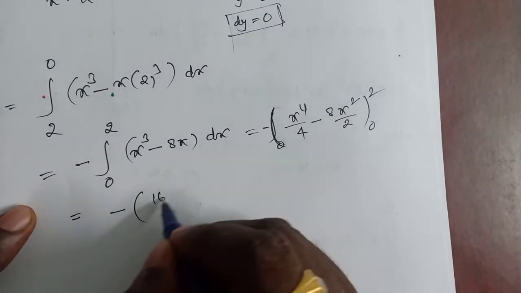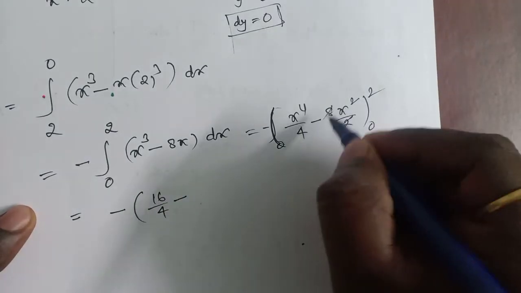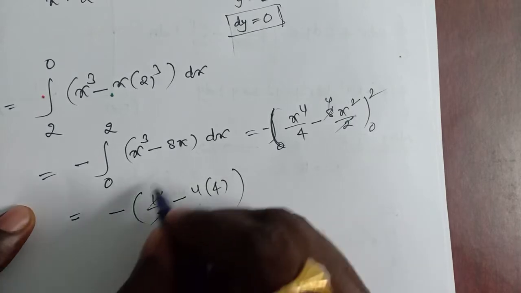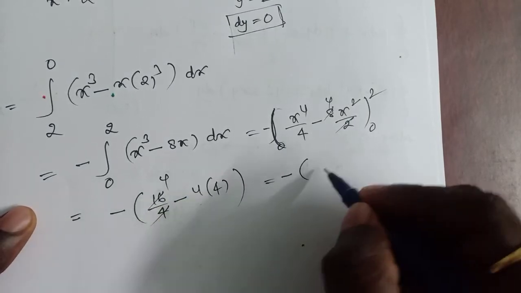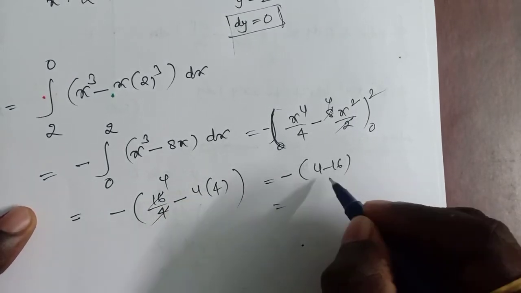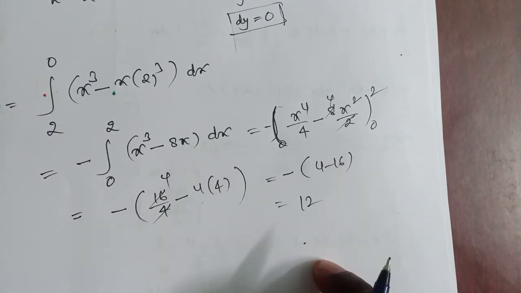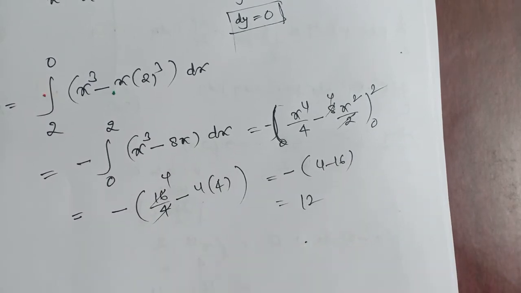2 power 4 is 16 by 4, minus 8 into 2 square by 2: the 2s get cancelled, 4 into 2 square is 4, so minus of 4 minus 16, so 4 minus 16 is minus 12, and since there is a minus outside, it is 12. Now along C4.